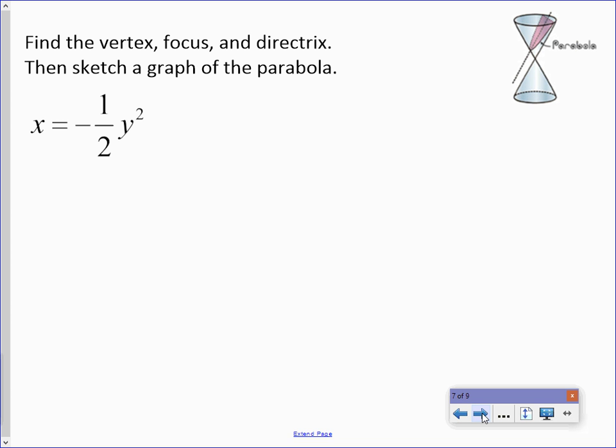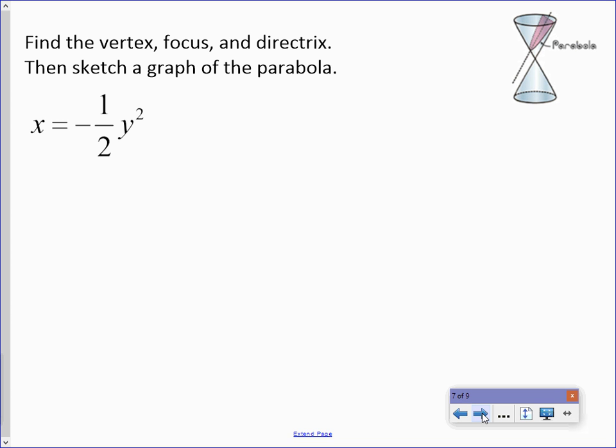0, 0. It's at the origin. Okay, so the vertex could be at the origin. That's fine. What direction does it open? It opens left. Because it's y squared, it opens right or left. Because it's negative, it will open left.